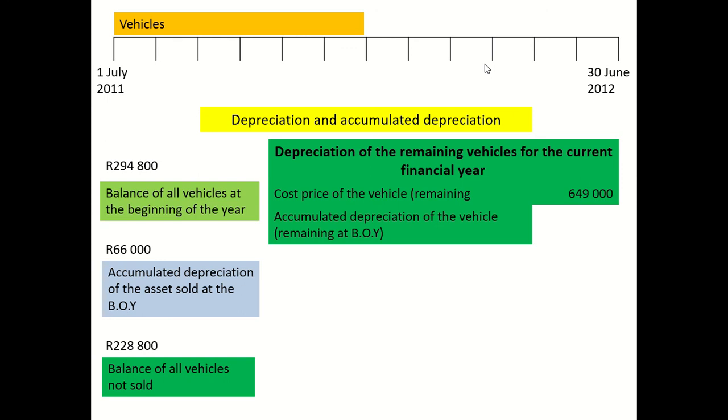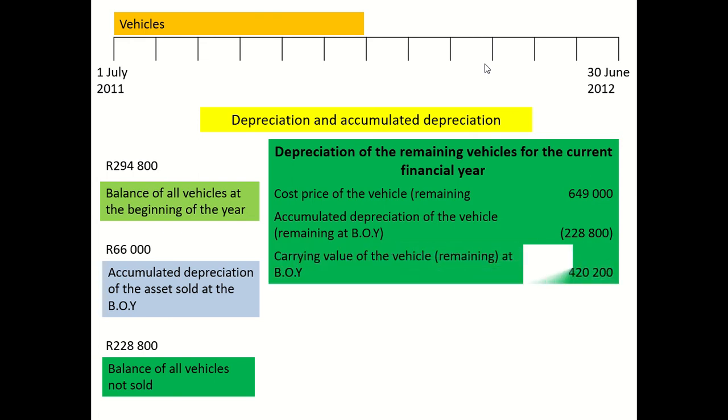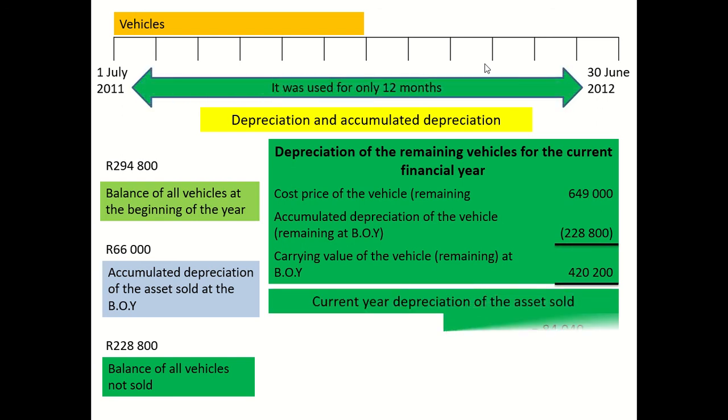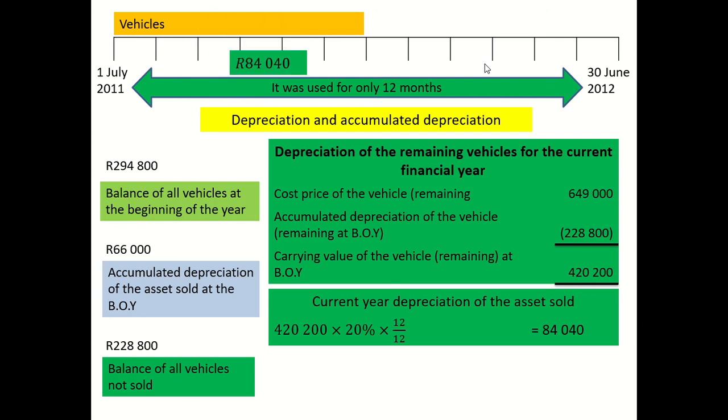Accumulated depreciation of the remaining assets at the beginning of the year will be the one that we just calculated, which is 228,800. Minus that, you will get the carrying value of the remaining assets at the beginning of the year, which is 420,200. Take that 420,200 and multiply it by 20%, and you multiply it by 12 over 12. That is because we have used the remaining assets for 12 months, and that will give you 84,040. Please note that accumulated depreciation of the remaining assets at the beginning of the year is 228,800.